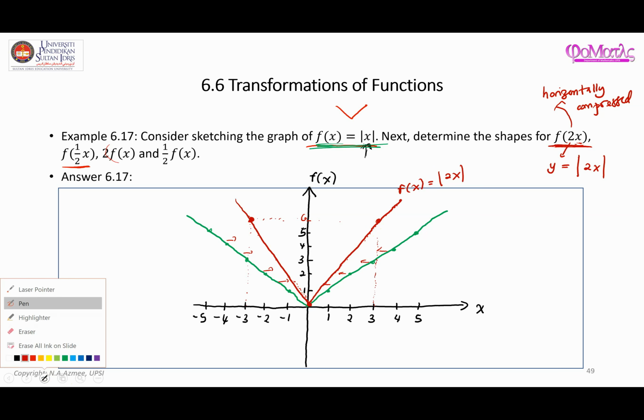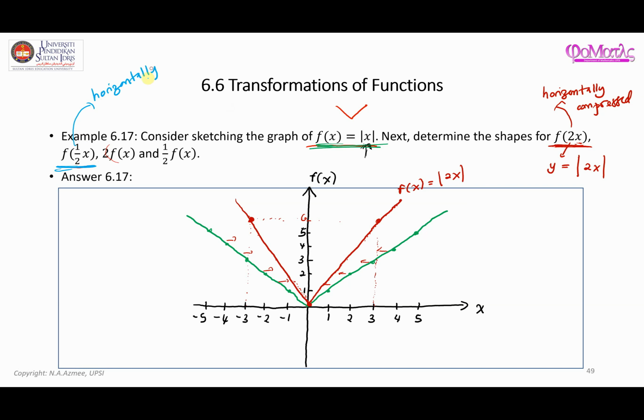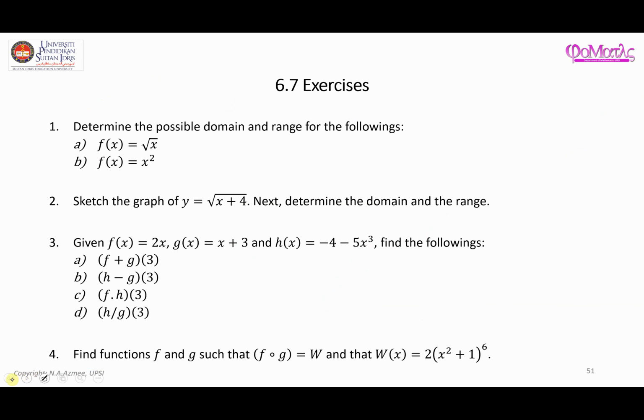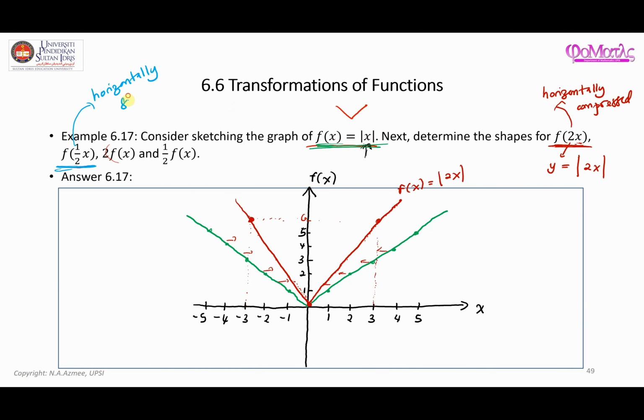Right, now let's look at the second example. So this one is basically saying that you are going to horizontally stretch the original function. So this is horizontally stretch. The original graph here will be horizontally stretched with factor 1/2. So basically the function that I have now is y is equal to the absolute value of x over 2.